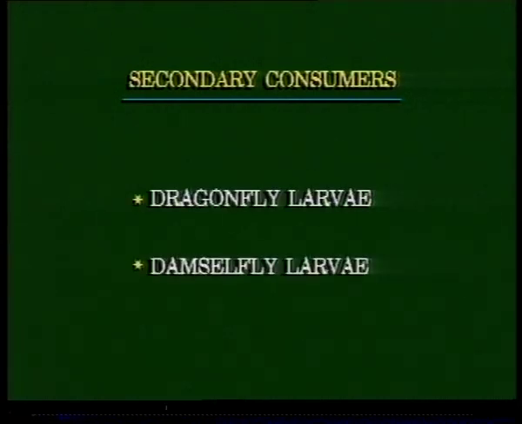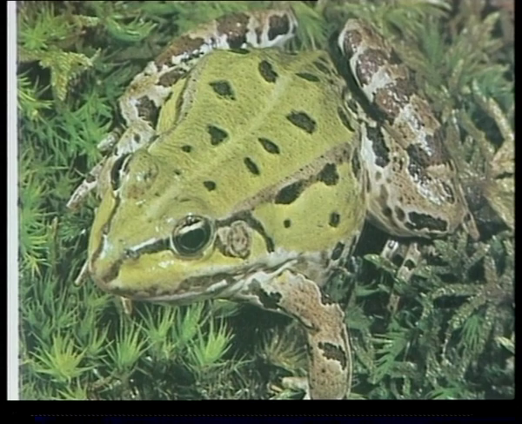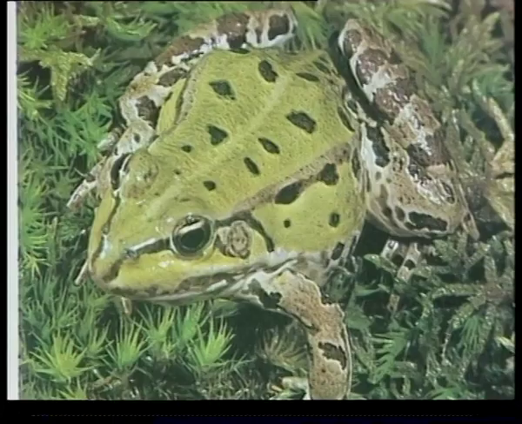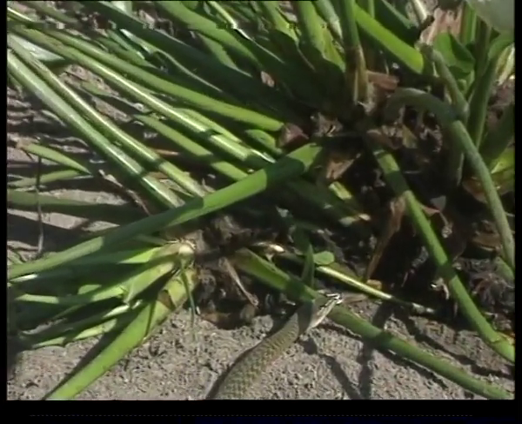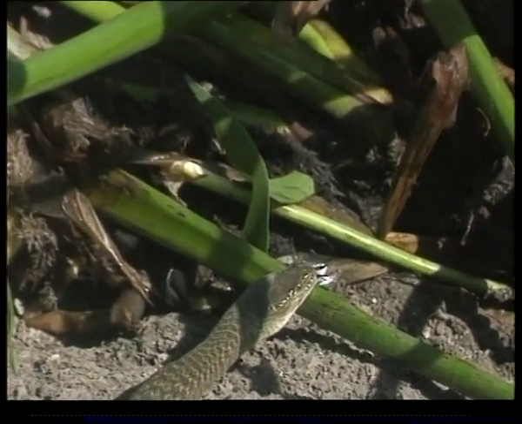Secondary consumers are species like dragonfly and damselfly larvae, which are exclusively carnivorous. These may be found resting or moving on the bottom. The amphibious vertebrates like turtles, frogs, and water snakes are exclusively carnivorous. The tertiary consumers, like certain fish species, especially the catfishes and Channa species, represent the end of the food chain.